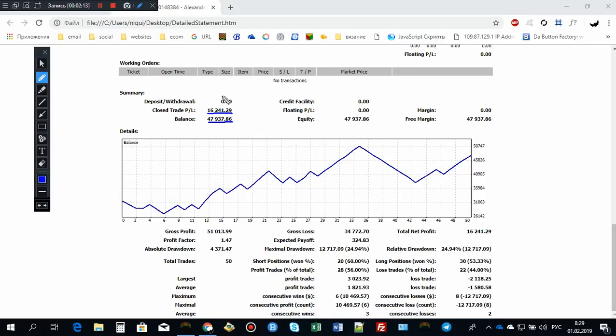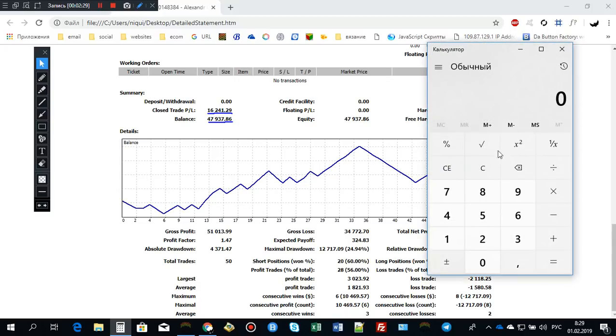So let us find out what I started from, because I didn't deposit any money in January on my trading account. To know it, you need to find the difference between the two, and it is very simple. Just do this calculation: 47,903.7 minus 16,241, and this number is what I started from. Let me type it somewhere here, 31k roughly.